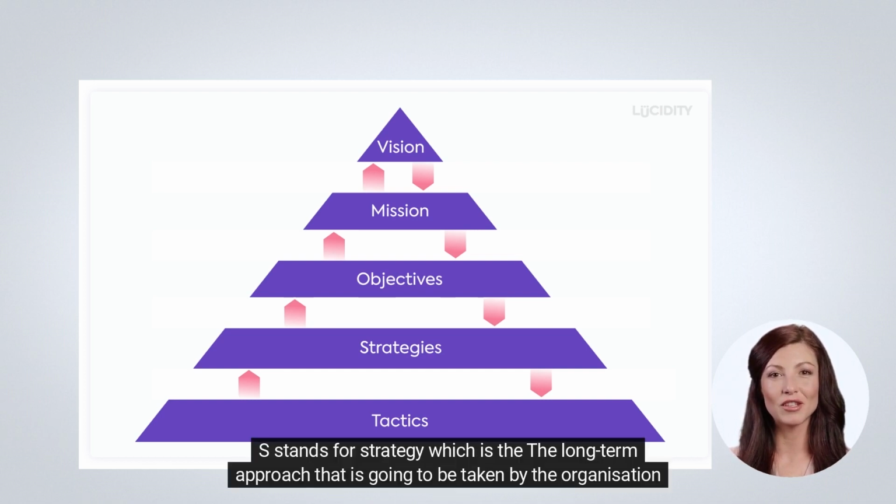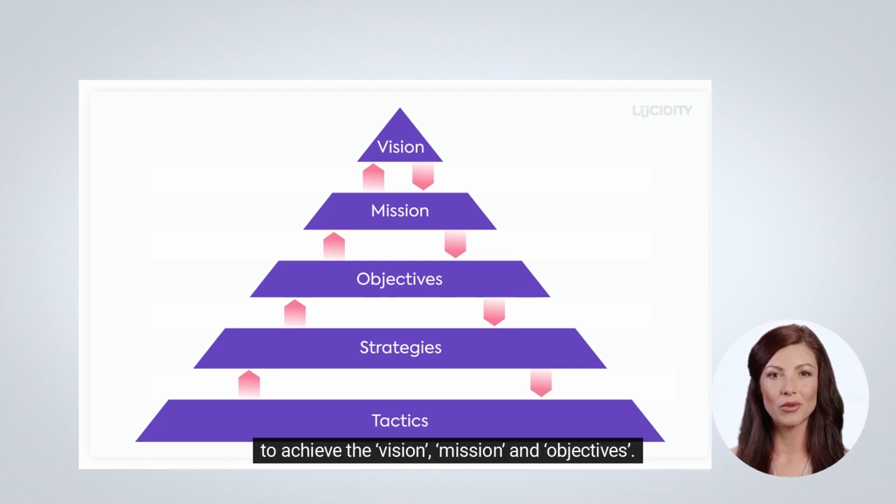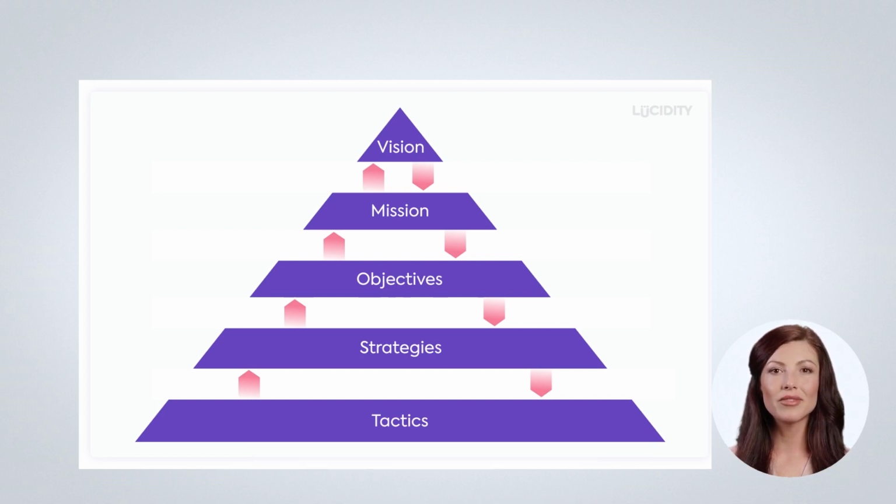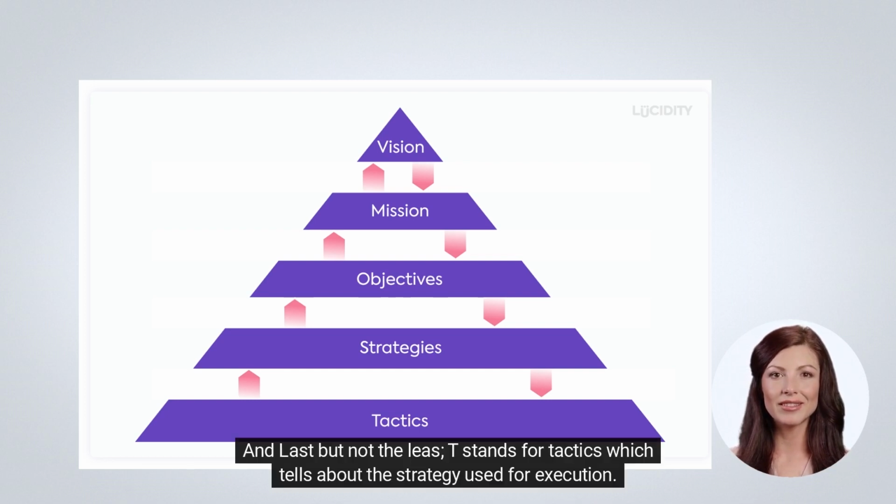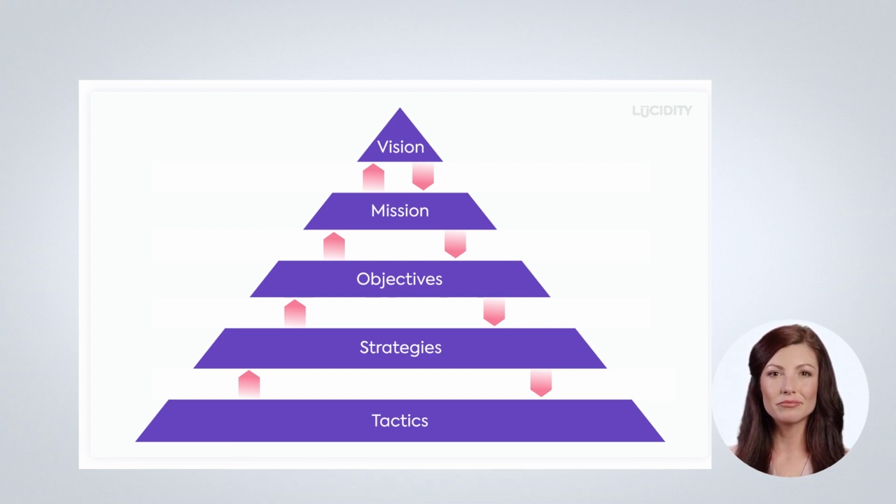S stands for strategy, which is the long-term approach that is going to be taken by the organization to achieve the vision, mission, and objectives. And last but not the least, T stands for tactics, which tells about the strategy used for execution.